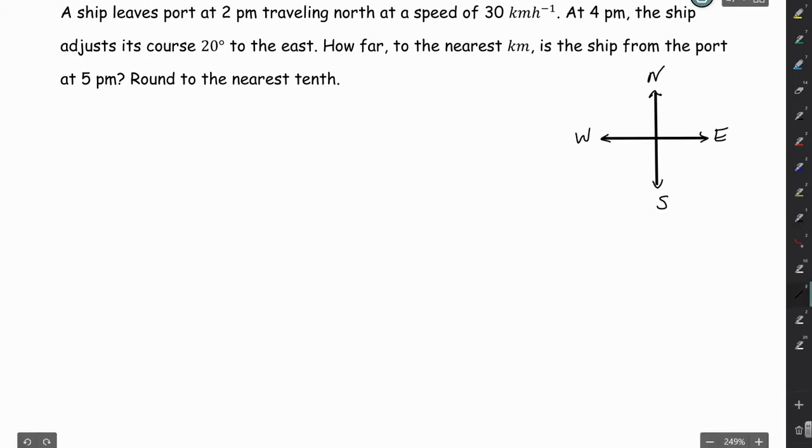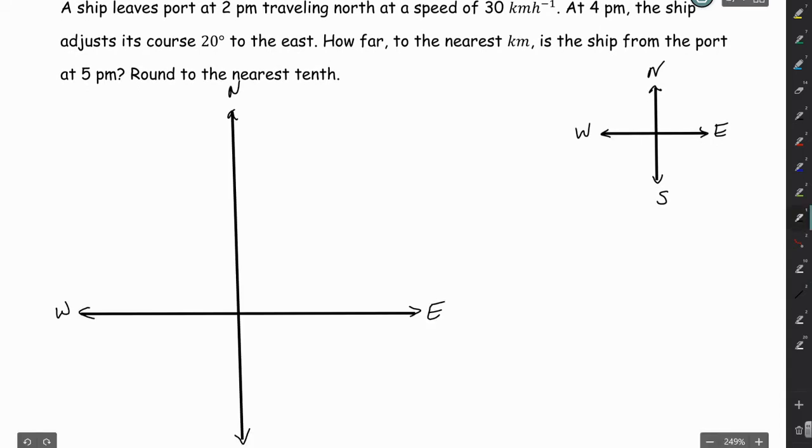Use the paper. All right, so we know that the ship leaves port at 2 p.m. and is traveling north. So we're traveling this way, okay? The ship is traveling north at a speed of 30 kilometers per hour. Right, so the first part, we start at a port.